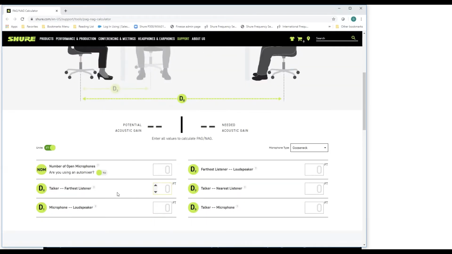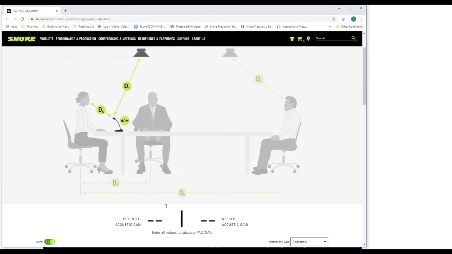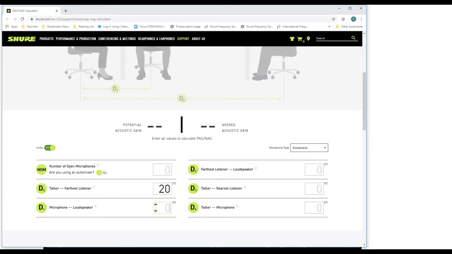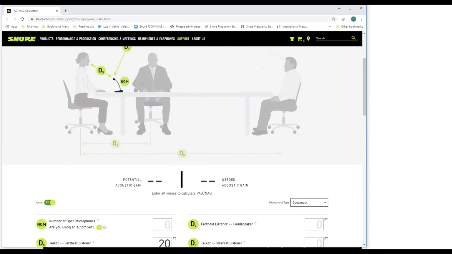So let's plug in some distances here. First of all, how far away is the furthest listener from the talker? I'm just going to throw in some arbitrary numbers. 20 feet away. Great. Okay. How far away is the microphone from the loudspeaker? All right, so we look back up here. That loudspeaker, that's pretty close. That's right overhead. That's only about 4 feet away. The furthest listener from the loudspeaker.